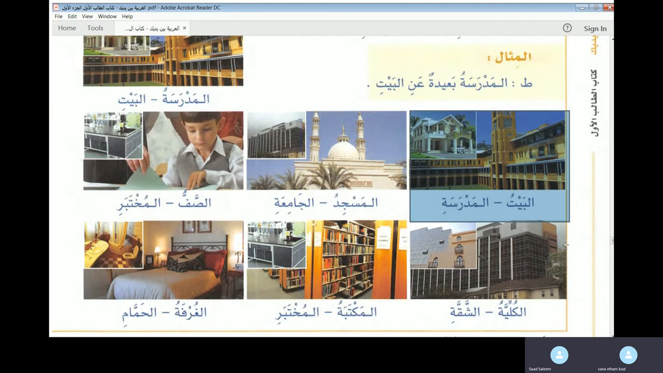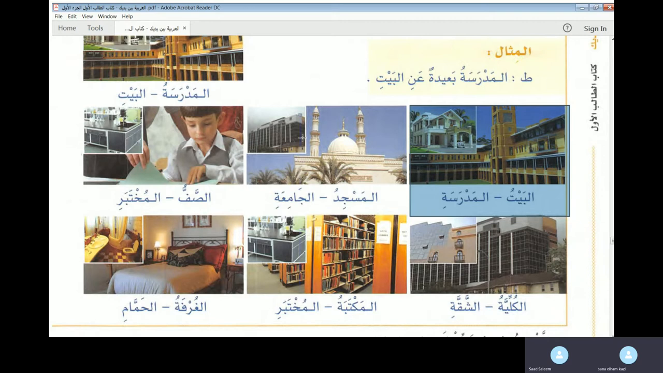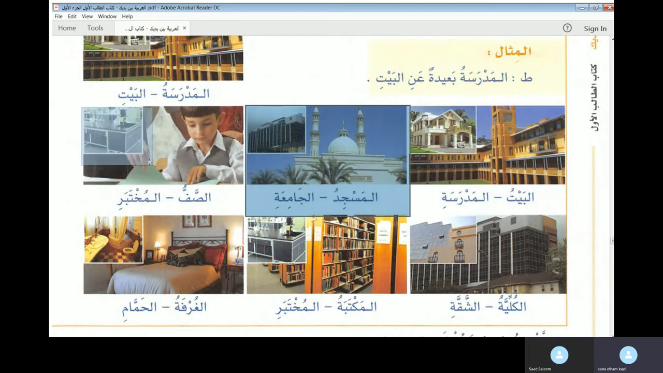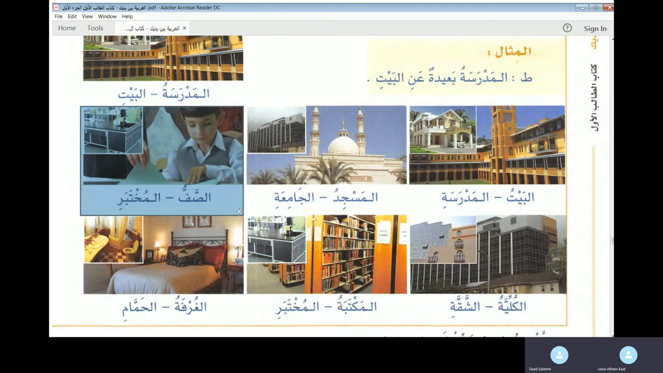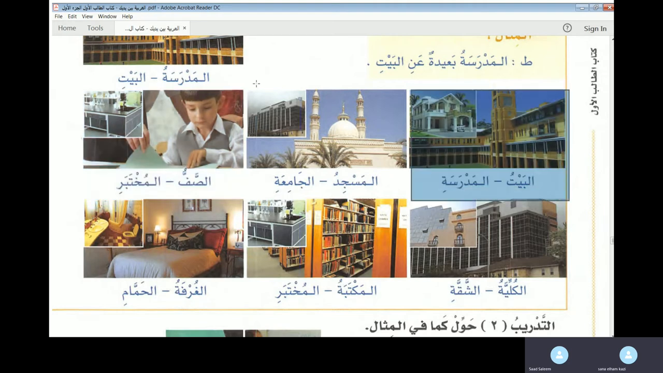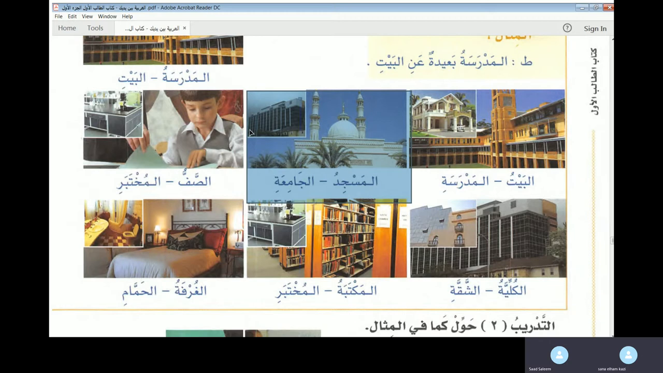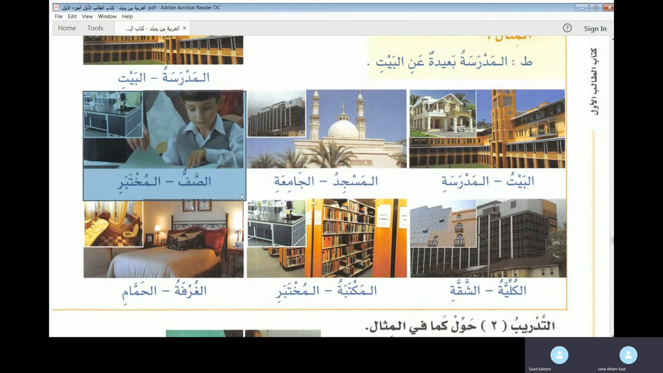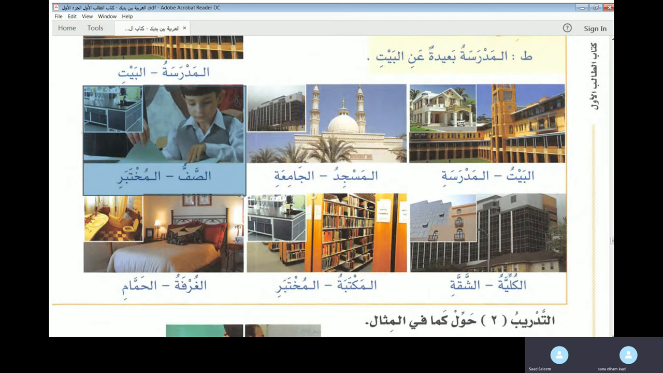Next one. Al-baytu ba'idun anil madrasati. The house is far away from the school. Al-masjid ba'idun anil jami'a. The mosque is far away from the university. As-saff ba'id anil mukhtabar. The class is far away from the lab.